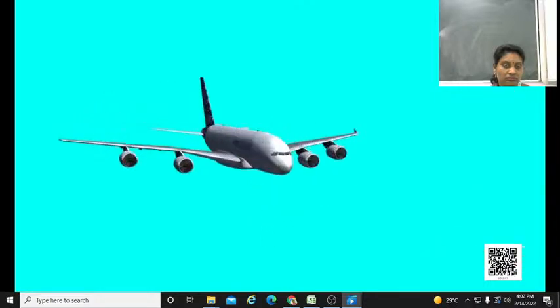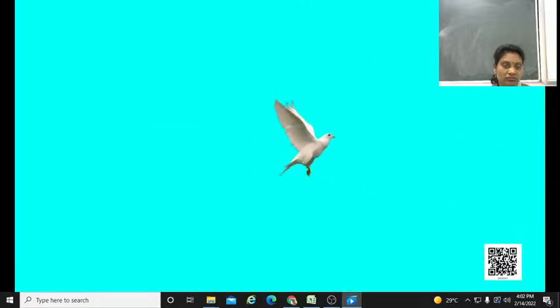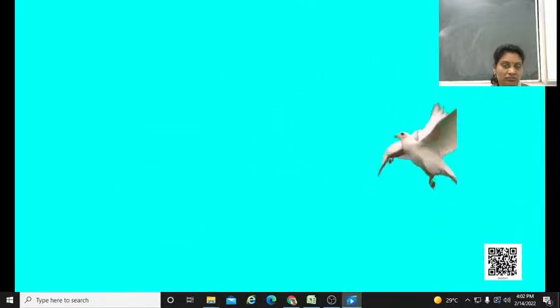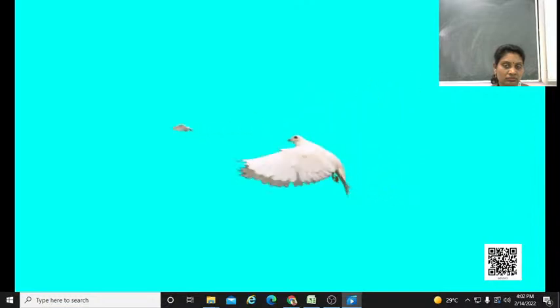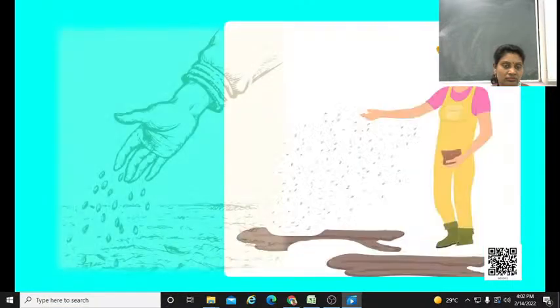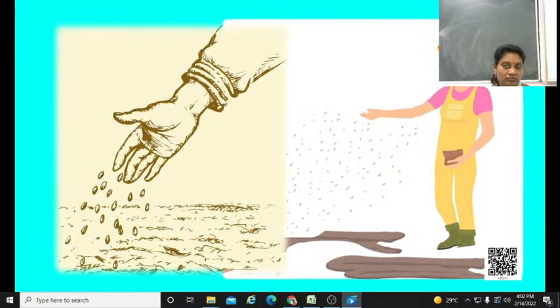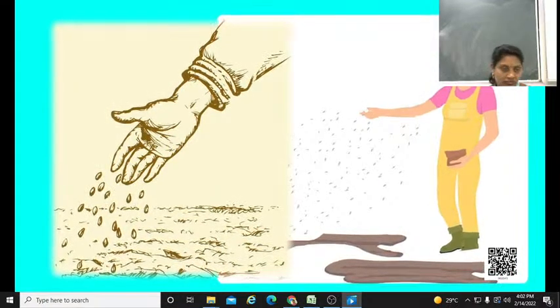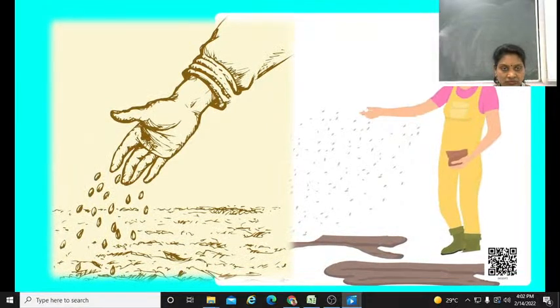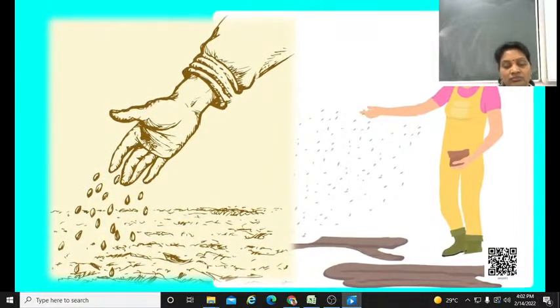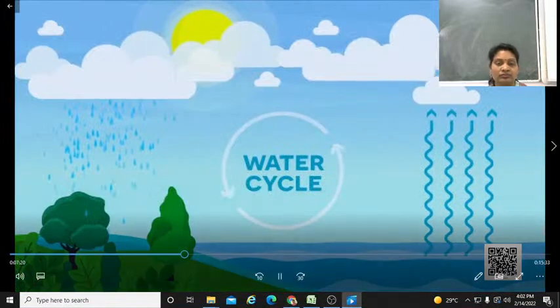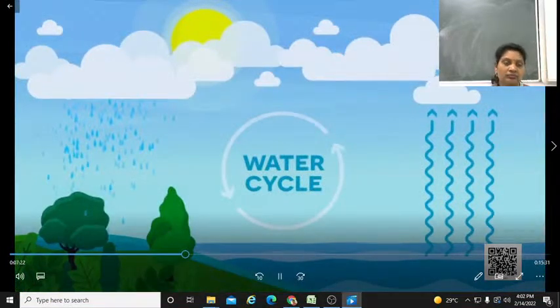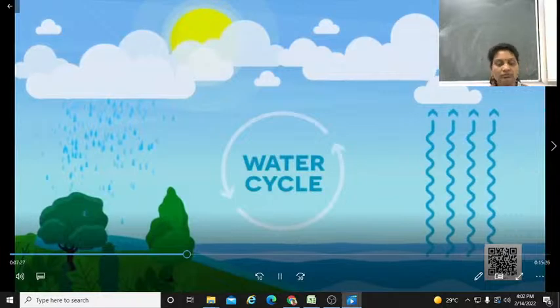Air also helps in the flying of aeroplanes. Birds, bats, and insects can also fly due to the presence of air. You have already studied about the dispersal of seeds. Air is also important and needed for the dispersal of seeds. In a much similar way, air plays an important role in the water cycle also.